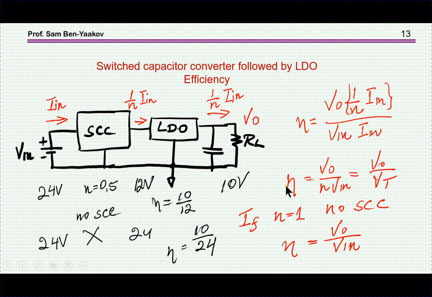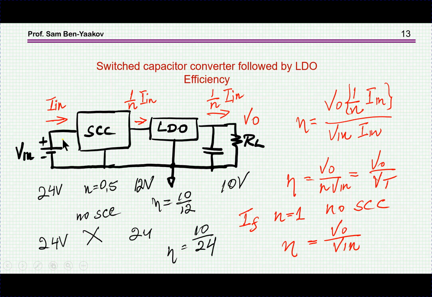So the efficiency of this system is V out over the target voltage of the switched capacitor converter. This LDO does not make any difference. We'll see that the switched capacitor can help a little with the LDO, but as far as the losses go, it is still V out over the target voltage.